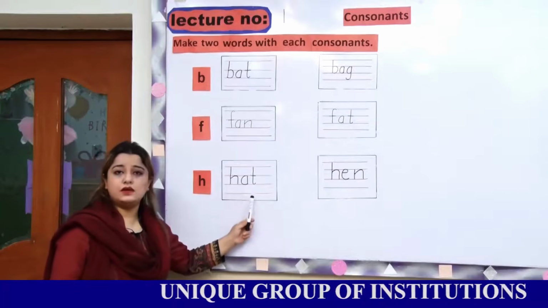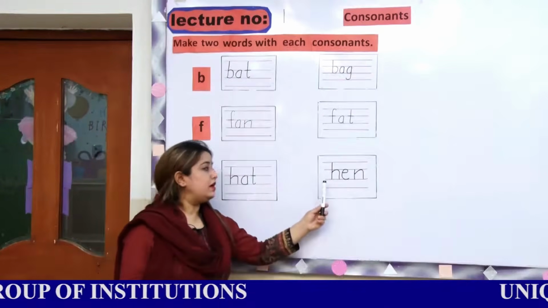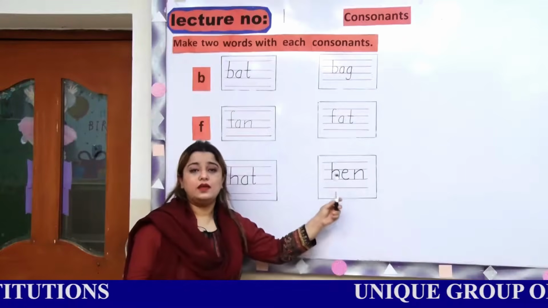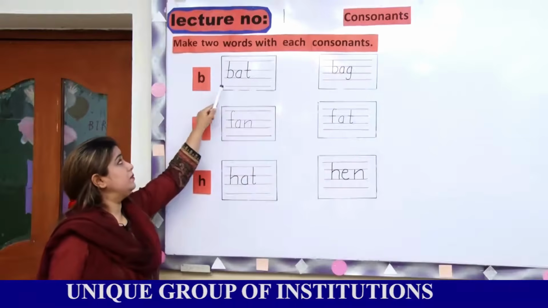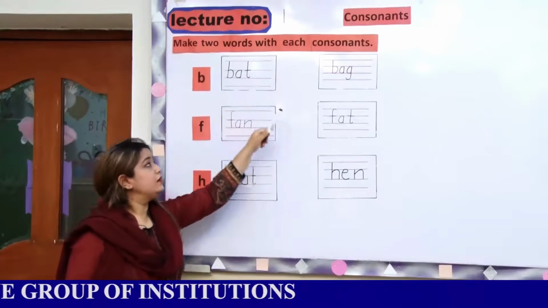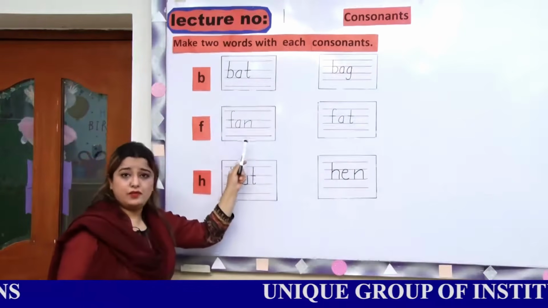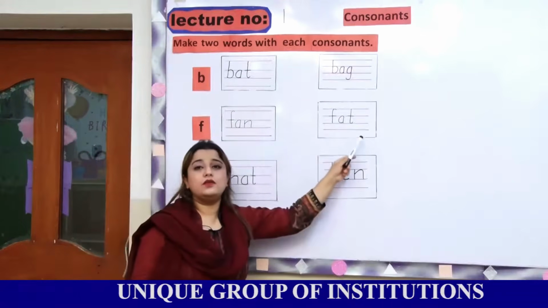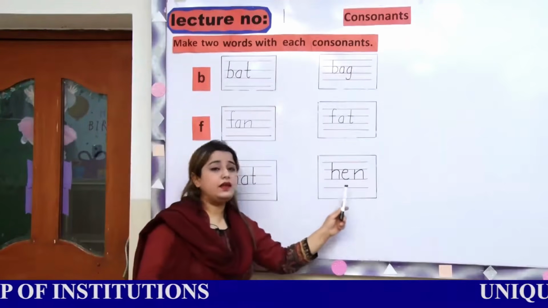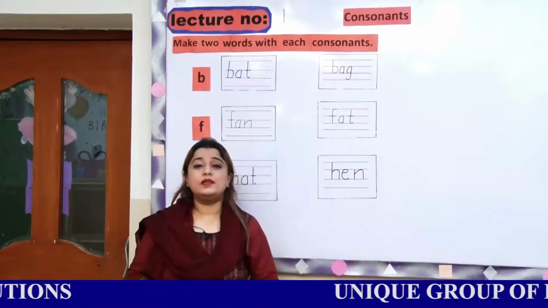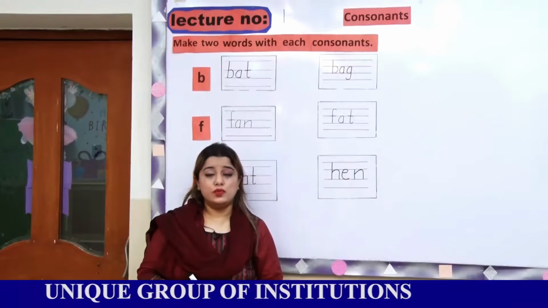H, A, T, hat. H, E, N, hen. I am going to revise this full page. B, A, T, bat. B, A, G, bag. F, A, N, fan. F, A, T, fat. H, A, T, hat. H, E, N, hen. I hope that the words have been clear to you. Now we are moving towards some new words.